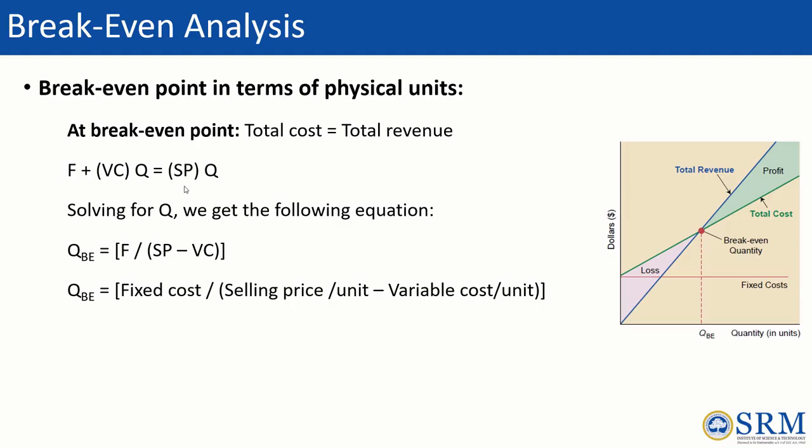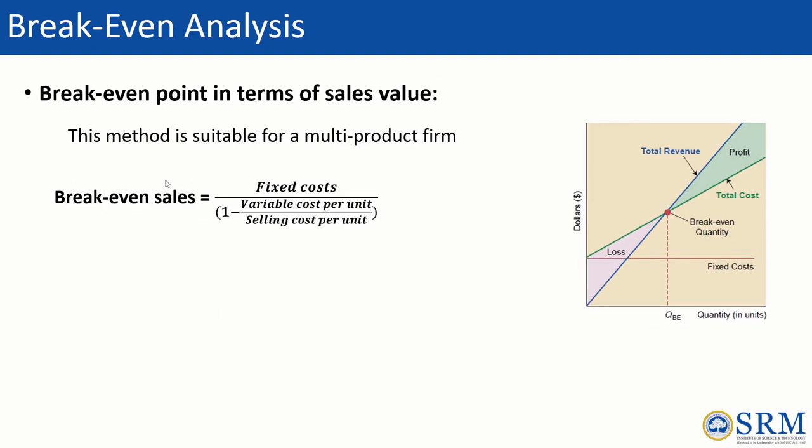F plus VC into Q, that is equal to SP into Q. So by solving this we get the following equations. Quantity at break-even point, QBE, is equal to F divided by SP minus VC, where F is the fixed cost, SP is the selling price per unit and VC is the variable cost per unit. So break-even point in terms of sales value, the break-even sales, equals fixed cost divided by 1 minus variable cost per unit divided by selling price per unit.